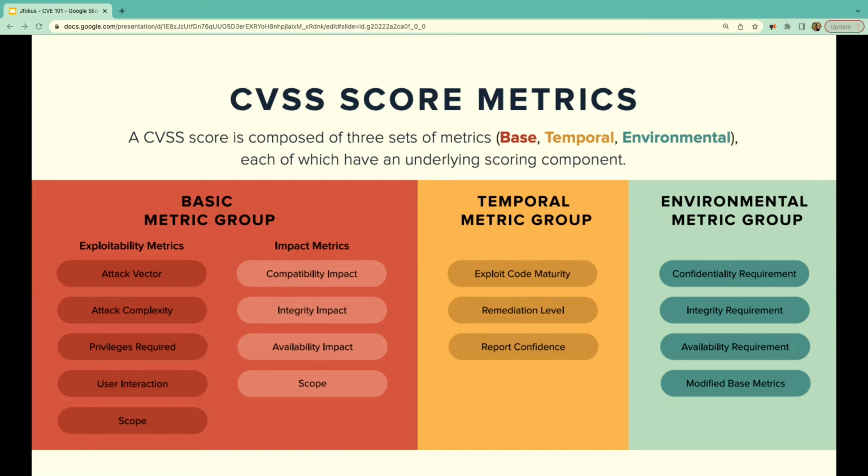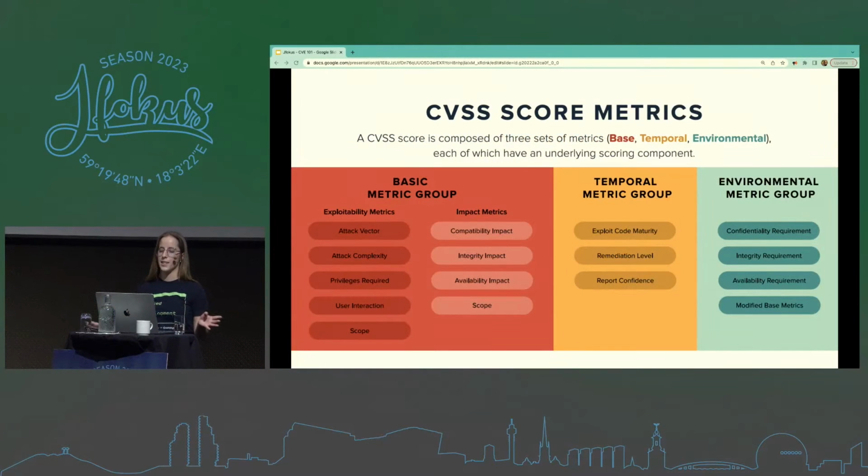And the base score is based on inherent characteristics that don't change over time, and they're not due to a specific environment, typically. There's also these other scores that do take those into account. The time score, because the score could change over time, for example, depending on the level of remediation for that vulnerability. The environmental score is not something you'll really see in the public, because that is something more of a guideline for organizations to go and determine how does this apply to my specific environment and configurations.